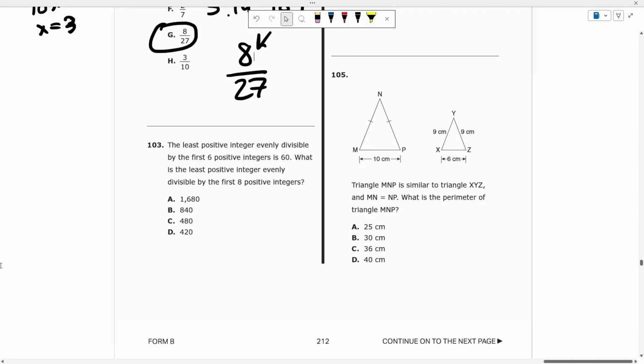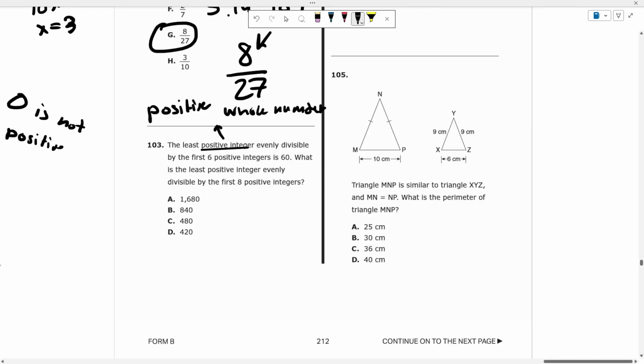Number 103 says that the least positive integer evenly divisible by the first 6 positive integers is 60. What does that mean? The least positive integer. So a positive integer is going to be a positive whole number, so nothing with a decimal point. Now remember that 0 is not positive or negative.